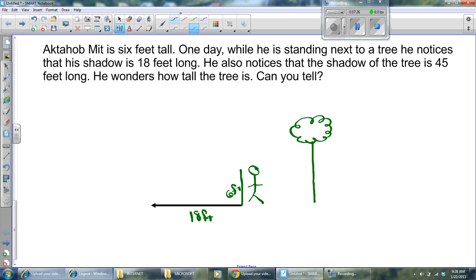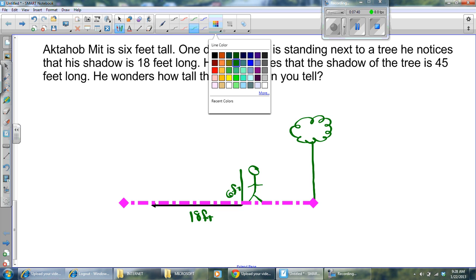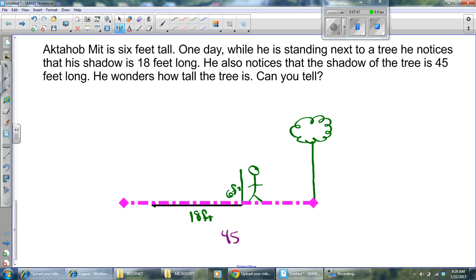Okay? And he notices that the shadow of the tree, I'm going to change the color there, the shadow of the tree is 45 feet long. 45 feet. So that's the shadow of the tree, right? Well, he wonders how tall the tree is. Do you see it? Do you see it?